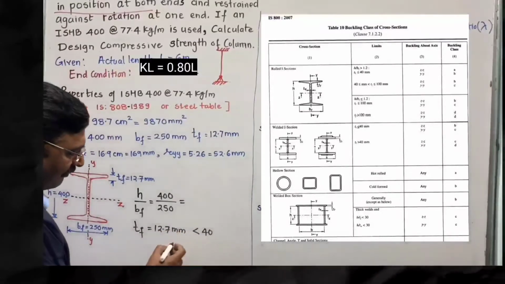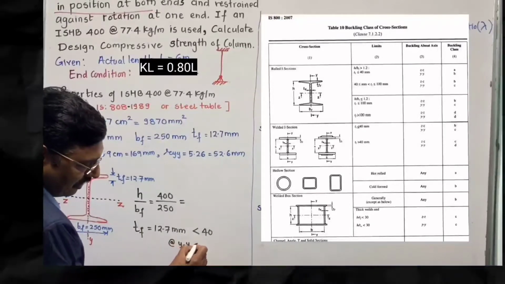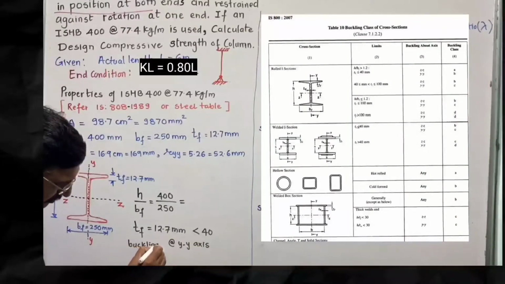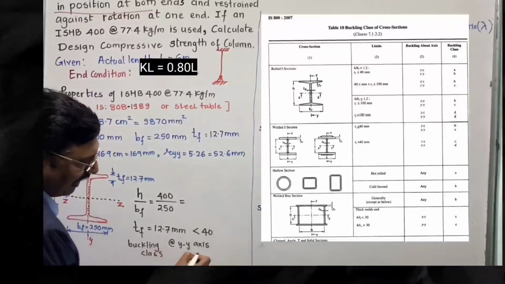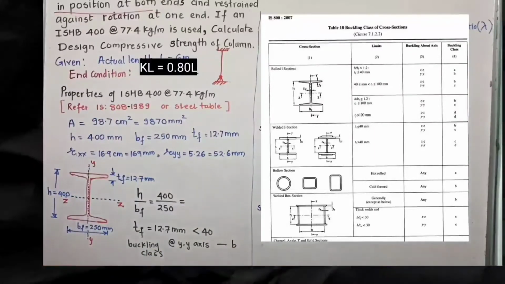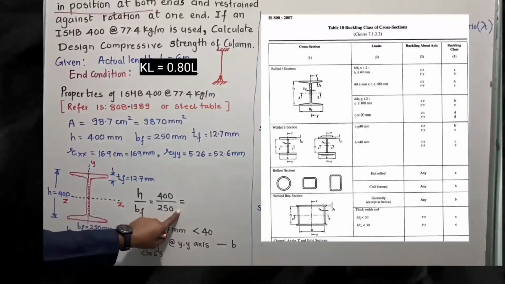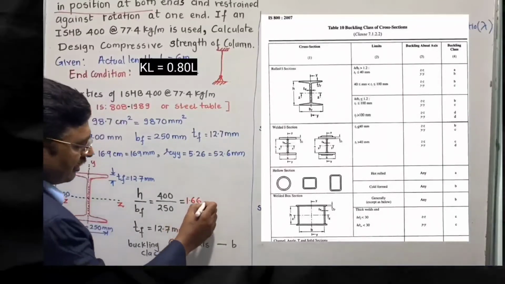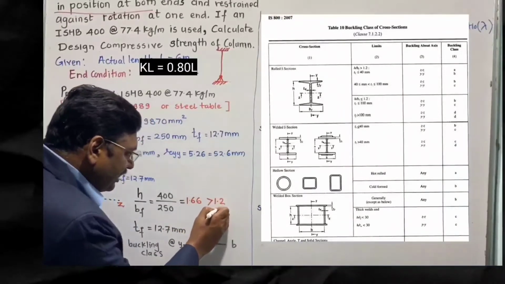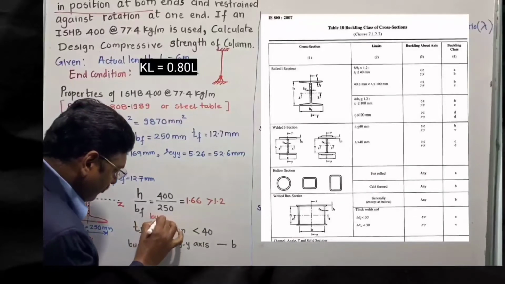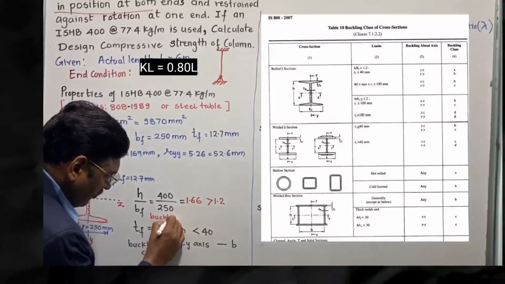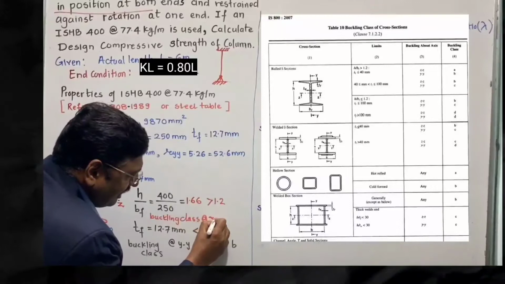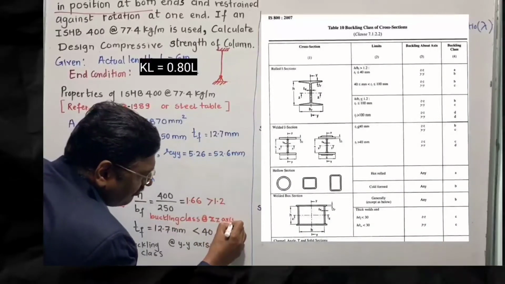If it is less than 40, the buckling class about the y-y axis is B. And let me check about the x-x axis: 400 by 250 is 1.6, which is greater than 1.2. For this case, the buckling class about the x-x axis, that means the z-z axis, is A.